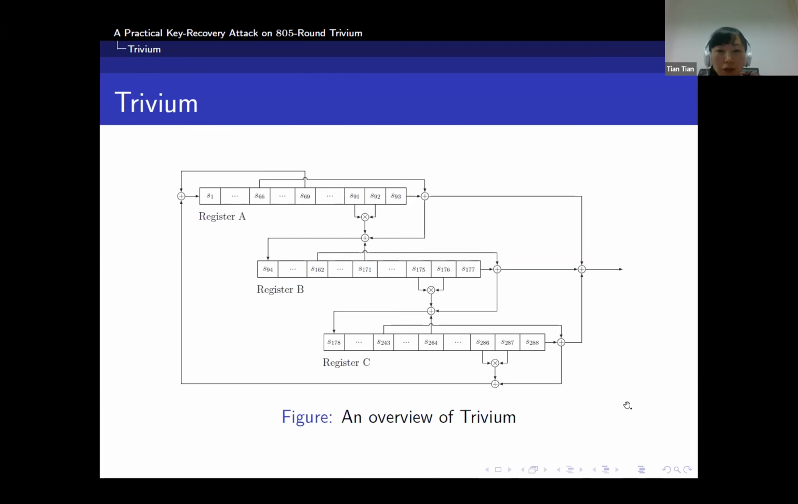This is an overview of the keystream generation of Trivium. The internal state consists of 3 nonlinear feedback shift registers. The feedback functions are quadratic. And the output bit is obtained by the exclusive OR of 6 bits from the internal state. Before the first keystream bit, the whole state should be initialized for 1,152 rounds.